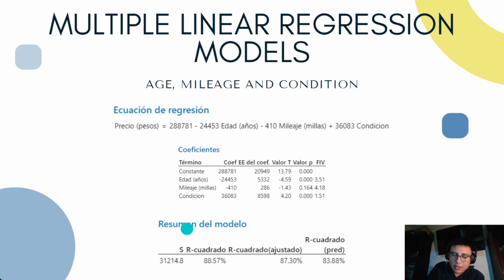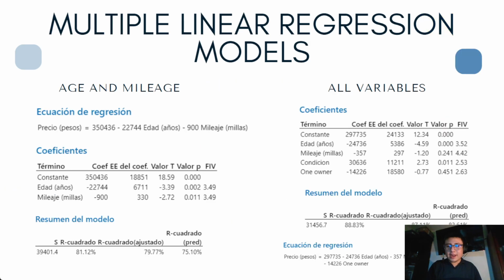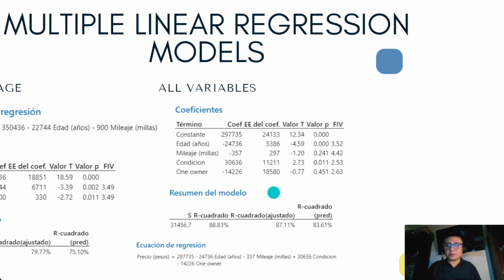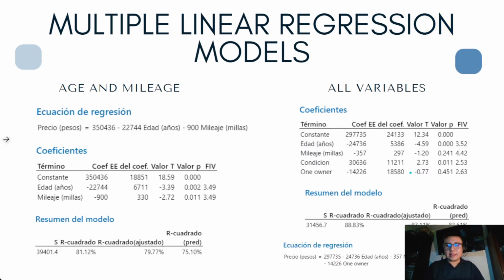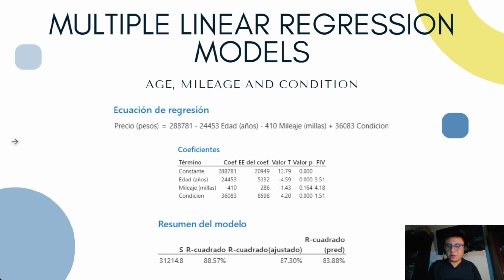So we have that it has an R squared of 57%, and all the p-values except for the mileage are less than 0.05%, which is statistically pretty significant. So if you ask me to choose one, I would choose the age and mileage. But if you consider the qualitative variables, I would choose the age, mileage, and condition, because again the one owner p-value is pretty high, so it can't be taken as good.